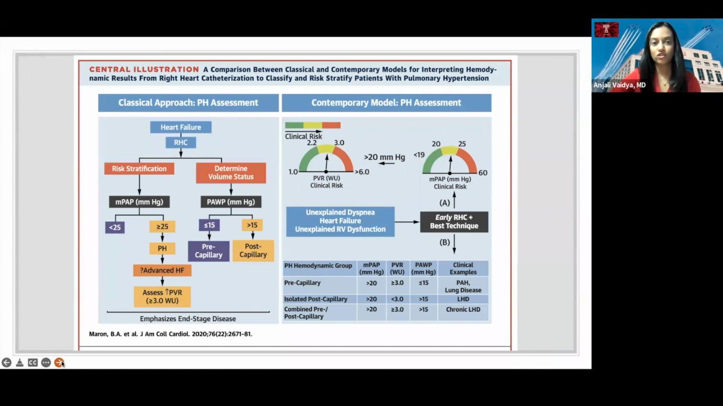And on the bottom, it just shows there are a lot of different combinations of how these numbers could look that reflect not just the pressure in the lungs, but the stiffness in the arteries of the lungs, how the left side of the heart is functioning, and different combinations of how these numbers might turn out can mean very different things for an individual patient.